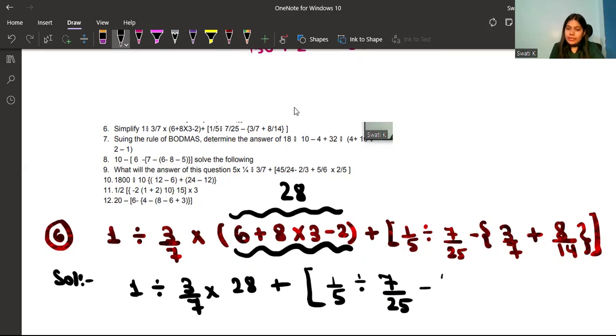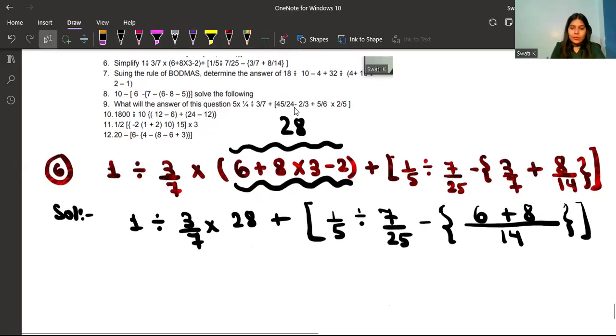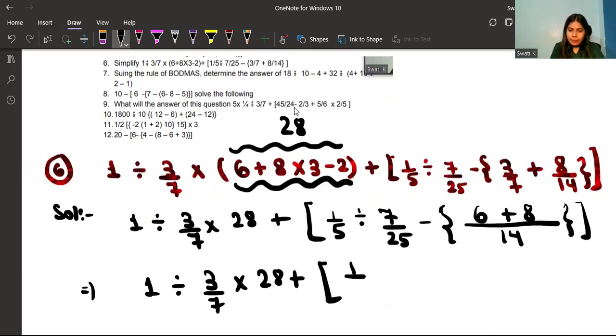Here, if I take the LCM, of course, it will become 7 and 14. The LCM is 14, right? And this will become 7 times 2 is 14. So 3 times 2 is 6 plus 8. That makes a lot of sense, because that is coming to 1 only. So it is 1 divided by 3 by 7 times 28 plus, in bracket we have 1 by 5 divided by 7 by 25 and minus, if you notice, this is going to be 6 plus 8, 14, and 14 by 14 is 1. So I'm directly writing 1.